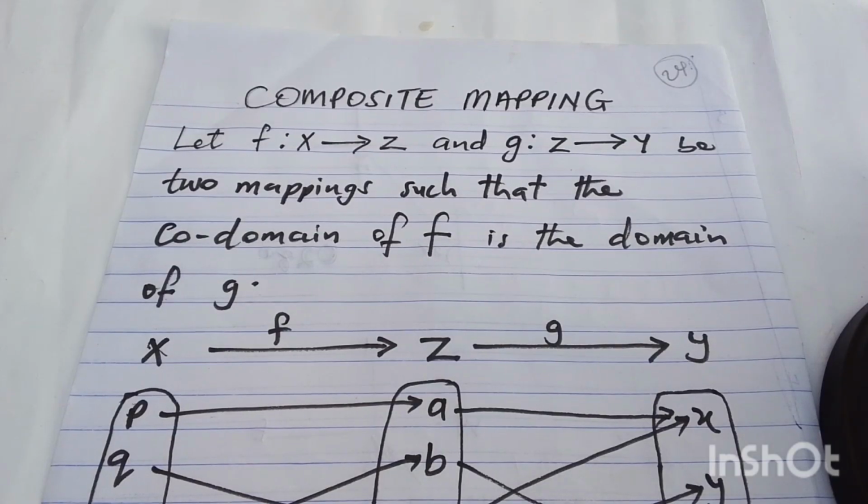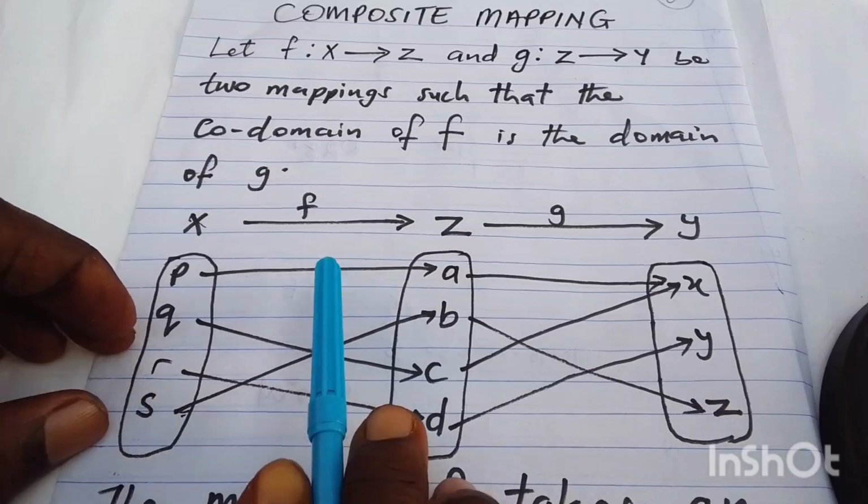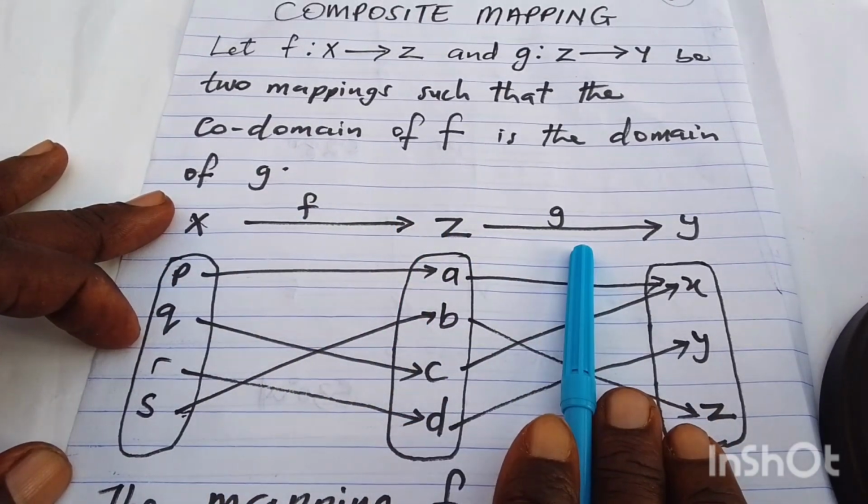Now, composite mapping is when we have two or more mappings coming together. So that is composite mapping. For example, look at this. We have two mappings here, the mapping of F and the mapping of G.